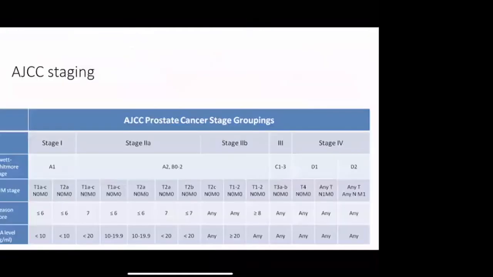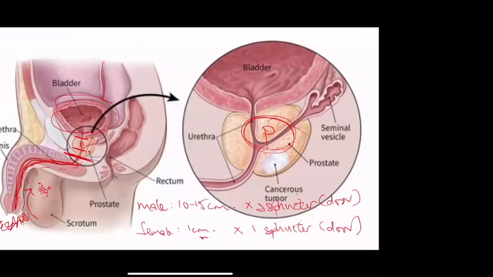Another difference: guys have 2 sphincters. Girls have 1 sphincter. For the ladies outside, you've heard that sometimes when you have a full bladder, you sneeze, when you cough, you have stress urinary incontinence. What's stress urinary incontinence? Basically, when you cough, the pressure here increases. Achoo!